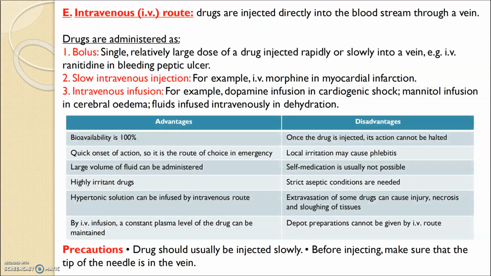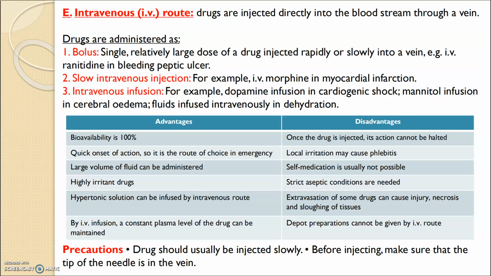Next, very important route, it is widely used, intravenous route of drug administration. So drugs are injected directly into the bloodstream through a vein. The drug is administered first as a bolus, the single relatively large dose of a drug injected rapidly or slowly into a vein, for example, IV ranitidine in bleeding peptic ulcer. Second, slow intravenous injection, for example, morphine in myocardial infarction.